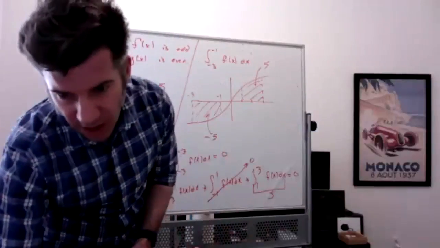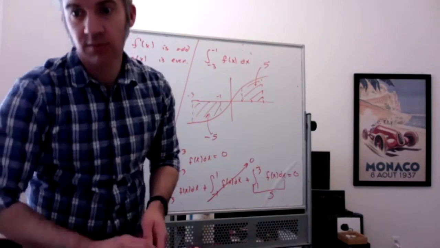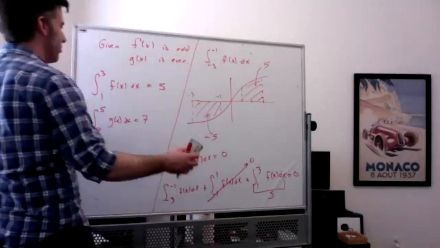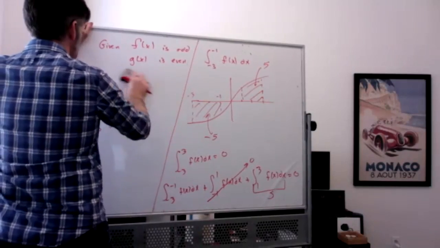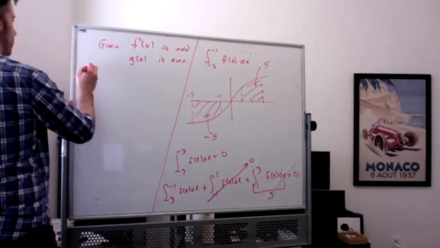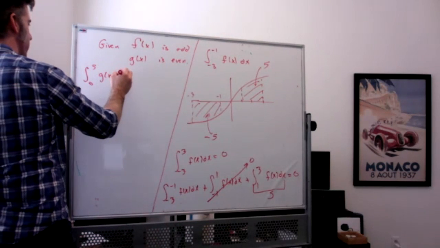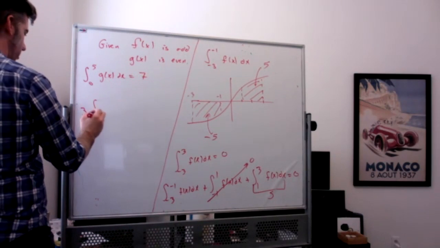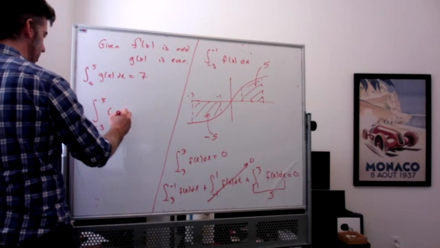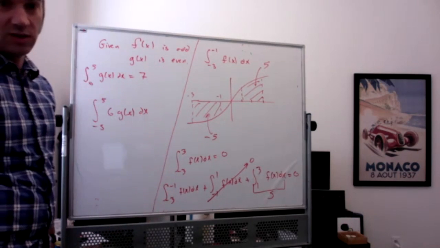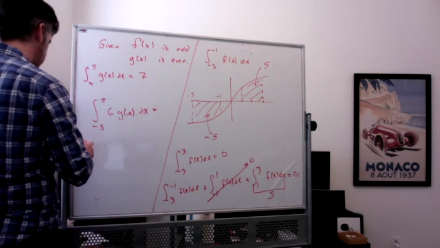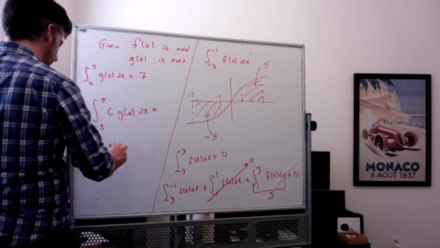Okay. Let's look at a couple more odd or even things. What if I wanted to find, sorry, I'm kind of out of room here. I want to find the integral from -5 to 5 of 6 times g of x. Well, again, I'm just going to use the even property of g of x. I'm also going to use the constant multiple property where you can bring that 6 out in front. So 6 times the integral from -5 to 5 of g of x dx.